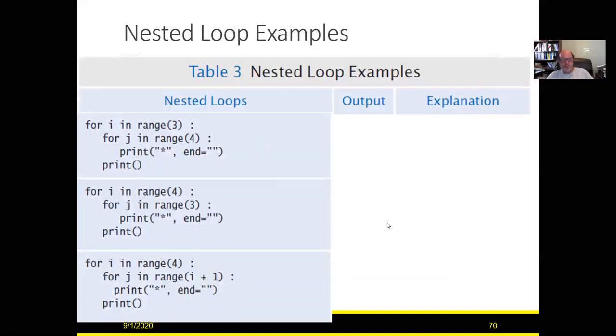So let's take a look at this one. If I have for I in range 3, for j in range 4, print the star and end is empty, and then we have the print. So you got to think about, why do I have this print? I'm going to be printing this in one line, and then I'm going to go to the next line. So think about this, write it down. What do you think is going to be the result of this?